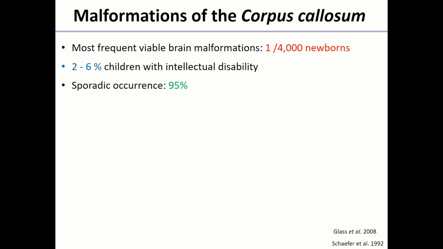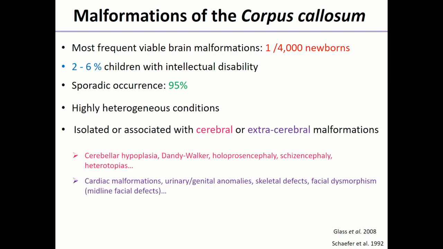I said it's a frequent brain malformation, and it's even more frequent in children with intellectual disabilities. It is present in about 2 to 6% of children with this condition. It usually occurs sporadically, so there is no family history of brain malformation or agenesis of the corpus callosum in the parents or other family members. It is a highly heterogeneous condition that can occur in isolation, so only this brain malformation is present, or it can also be associated with other cerebral or extracerebral malformation.